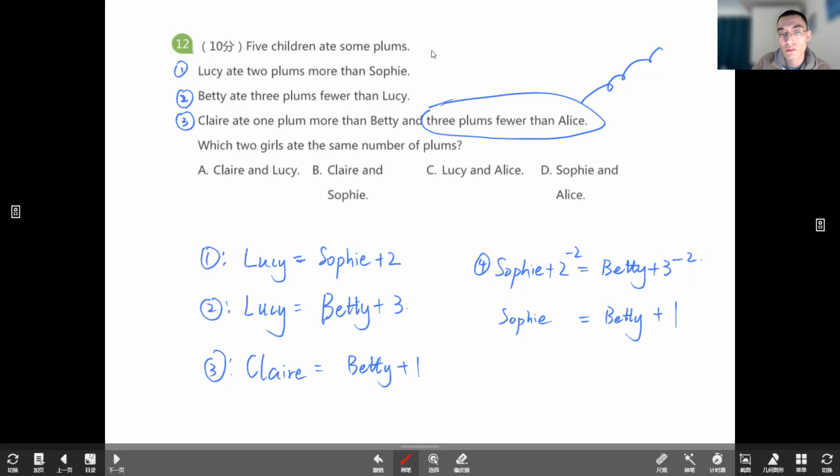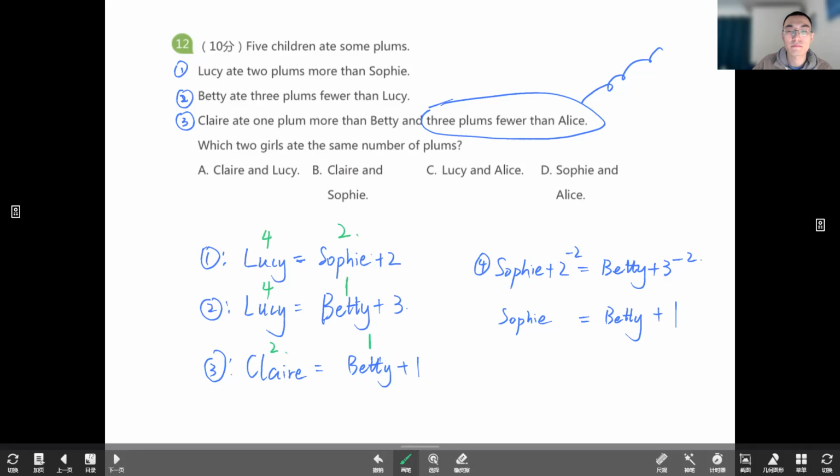Again, you have to write these relationships down, and you can assign numbers. For example, you can let Betty be 1, because Lucy equals Betty plus 3. Betty looks like the smallest, so Betty is 1. Let me change the color. I'll assign green. So Betty is 1, and then Lucy will be 1 plus 3, so Lucy will be 4. If Lucy is 4, then Sophie has to be 2. And then Betty is 1, so Claire is 2.